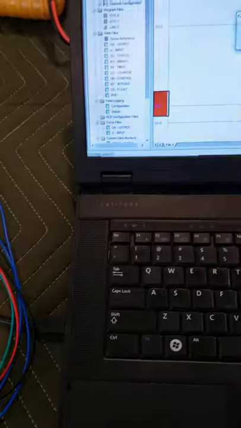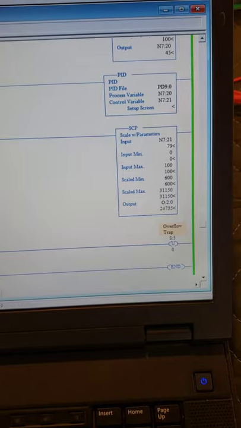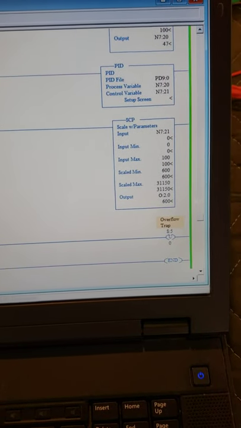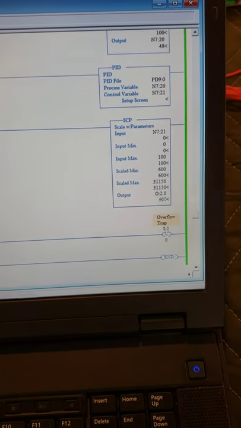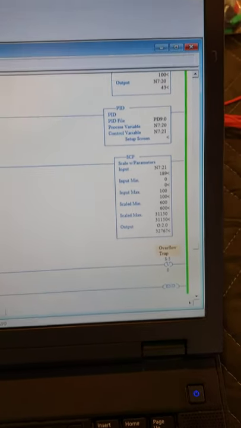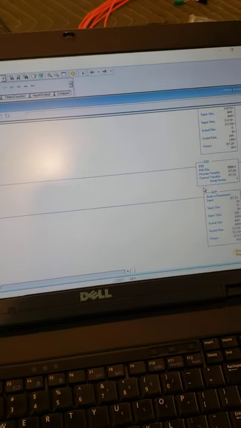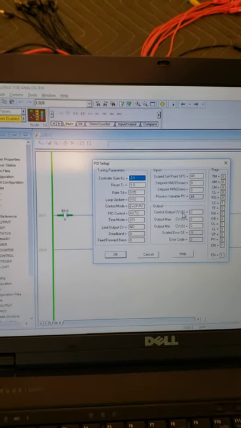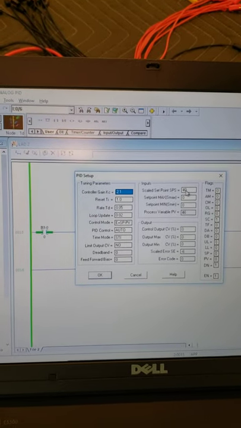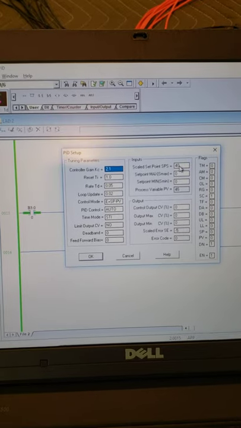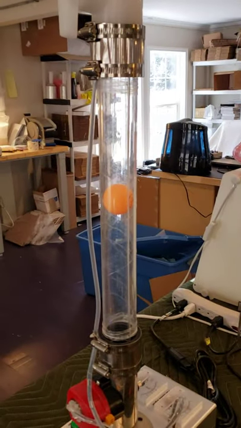And right now we have this is the PID. So it's oscillating a lot. I'm not sure why. But our set point is set at 40. And that's about where it's located at.